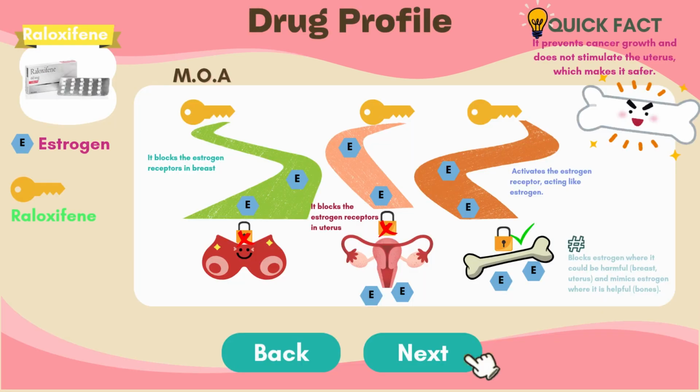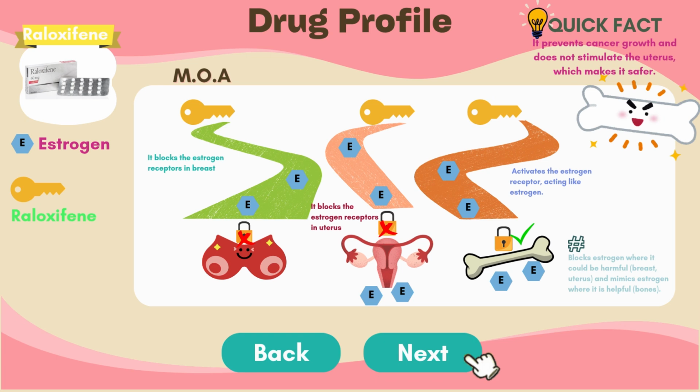Moving on to the drug profile, the mechanism of action. Let's begin with RALOXIFENE, a type of SERM, short for selective estrogen receptor modulator. Think of estrogen receptors in the bone like a lock and RALOXIFENE as a key. Depending on the organs, it either opens or blocks the lock. In the breast and uterus, RALOXIFENE acts like a fake key that blocks the real one, estrogen. It fits into the lock but doesn't open the door, so estrogen can't get in. It helps prevent breast cancer and avoid stimulating the uterus, lowering cancer risk there too.